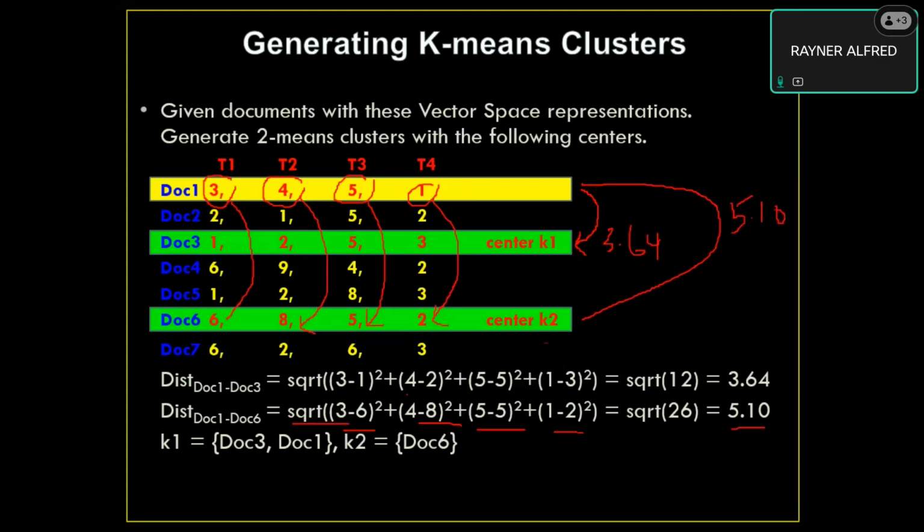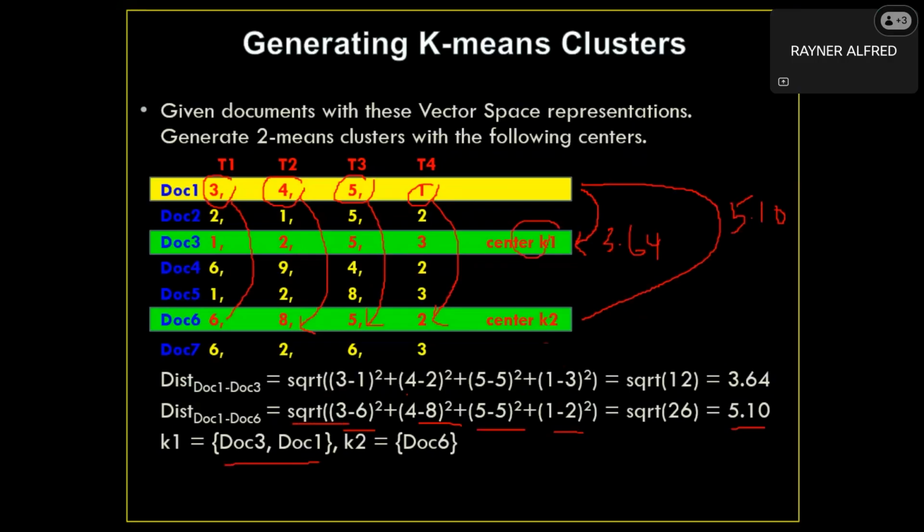Okay, so by using the Euclidean distance, we can quantify the distance between document 1 and document 3 and also document 1 and document 6. So can we say document 1 is nearer to document 3? Because the distance is shorter, right? So since document 3 was selected randomly as the center of cluster 1, now document 1 will belong to the same cluster as document 3. Okay, so what is next?